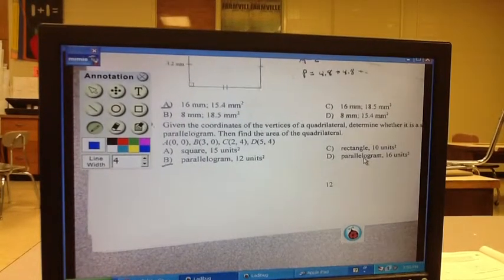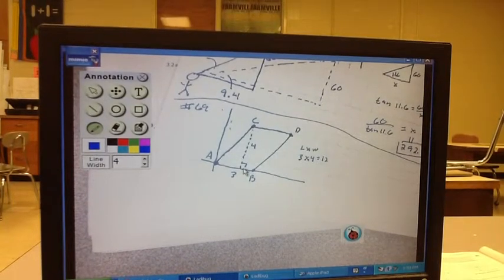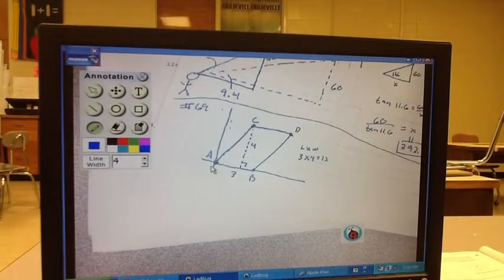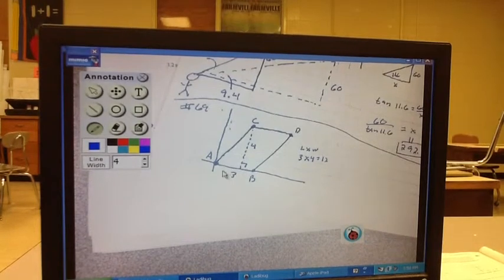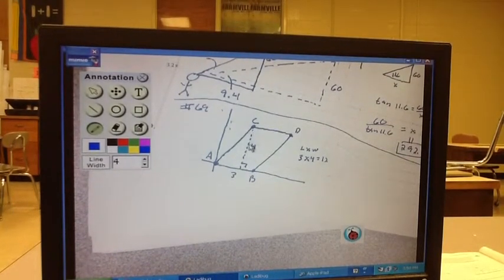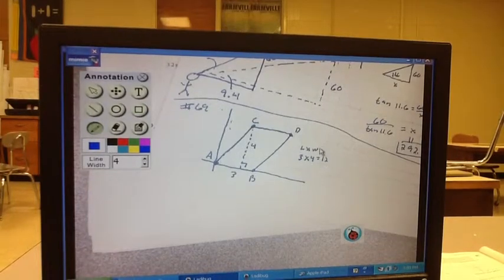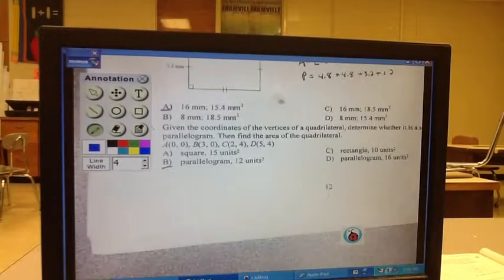Next big thing is, remember, it's length times the height of the parallelogram. When you plot these, you can simply count over 1, 2, 3, 4. So I counted over 3. Remember, the height has to be at a 90-degree angle, so I just dropped it down and counted 4. 3 times 4 is 12. Ends up being B.